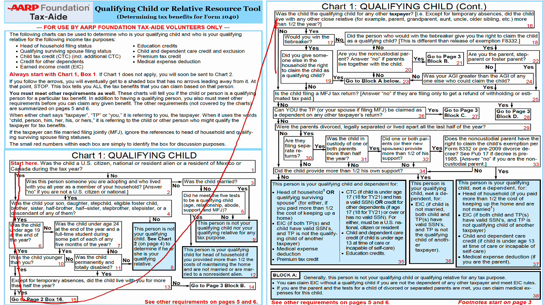Was a child in the custody of one or both parents more than half the year? Yeah, the answer is yes. Did one or both parents or the new spouses provide more than half of his support? The answer is yes. Does a non-custodial parent have the right to claim the child's exemption? Well, we have no information on that. It doesn't appear as though the father has any rights.